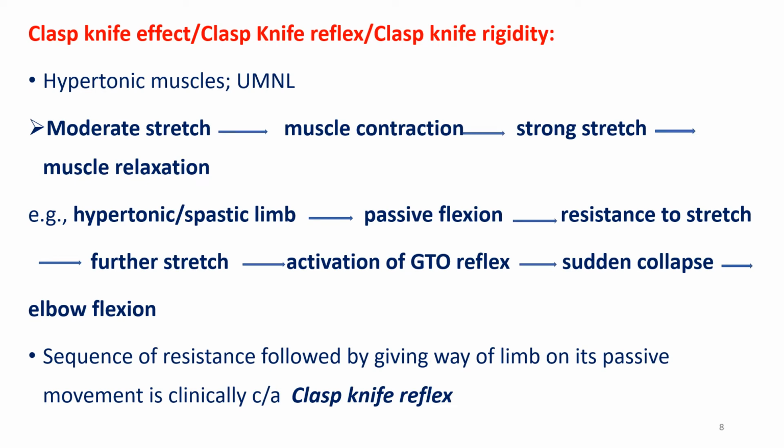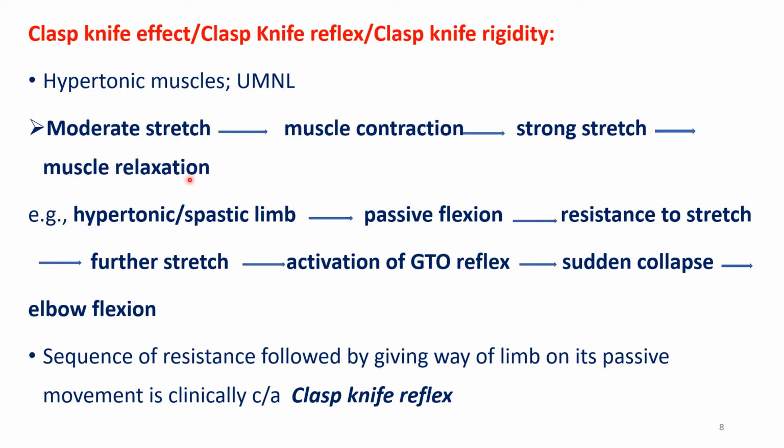In certain patients who have an upper motor neuron lesion due to any cause, the muscles become hypertonic. In these hypertonic muscles, a particular sequence of resistance to stretch is encountered: when these muscles are moderately stretched, there is muscle contraction, and when the stretch increases or becomes stronger, suddenly instead of contracting, the muscle relaxes.